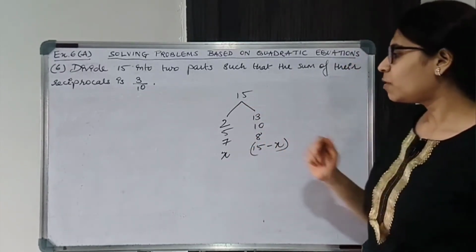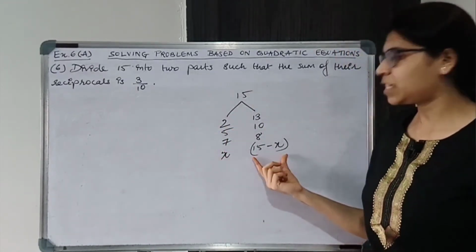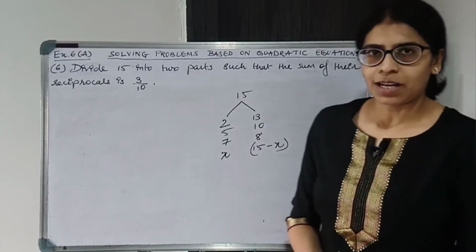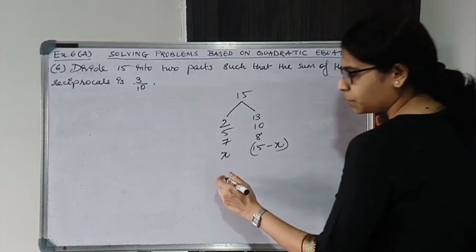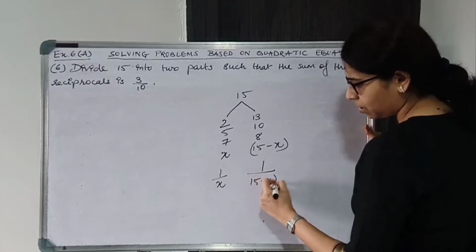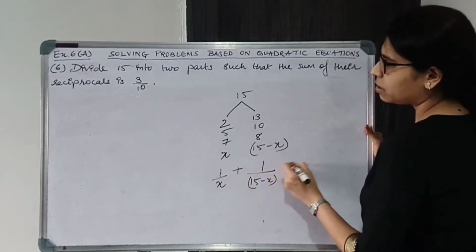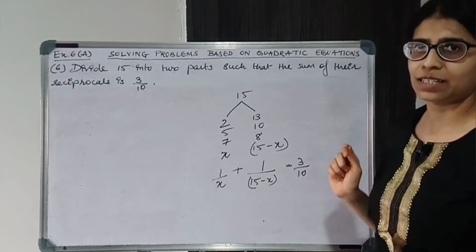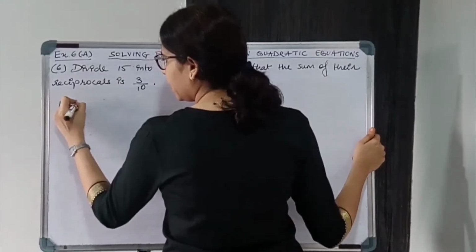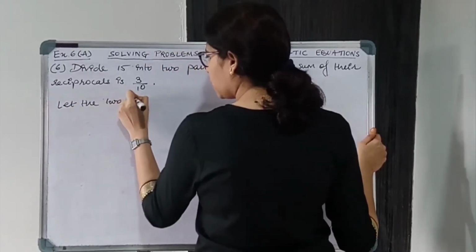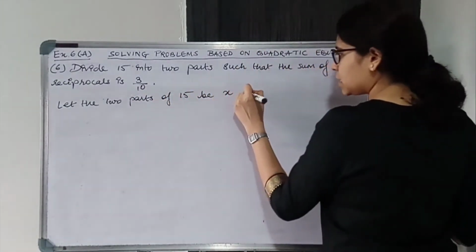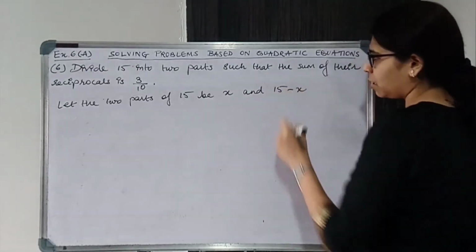Alright. So let the two parts be x and 15 minus x such that the sum of their reciprocals is 3 by 10. So the reciprocal of this will be 1 by x, and the reciprocal of this will be 1 by 15 minus x. Sum of their reciprocals is 3 by 10. Very easy. Okay, so now let us write down proper statements and start solving. Let the two parts of 15 be x and 15 minus x.